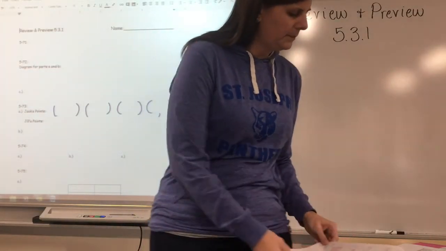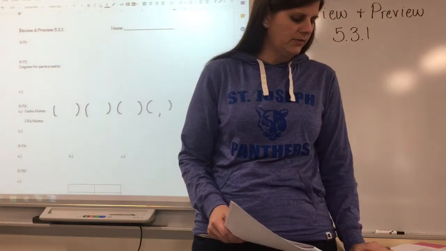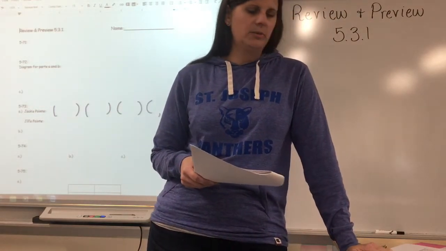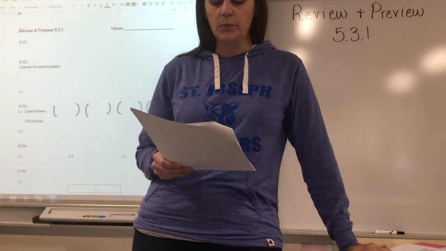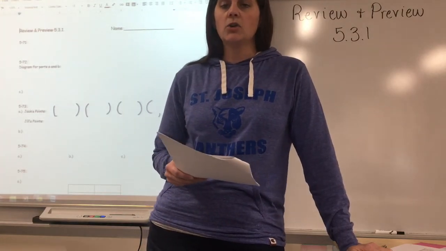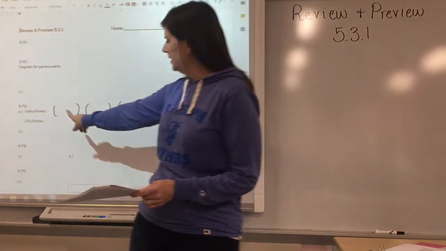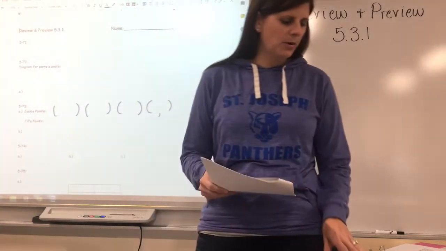Then for part B, it asks you to give the name of one more point that Jill could draw so that she would have 4 points in a row. Based on what you see, there are 2 possible correct answers. But again, for part B, show that inside the parentheses.